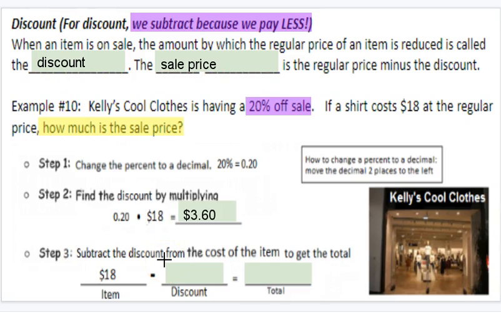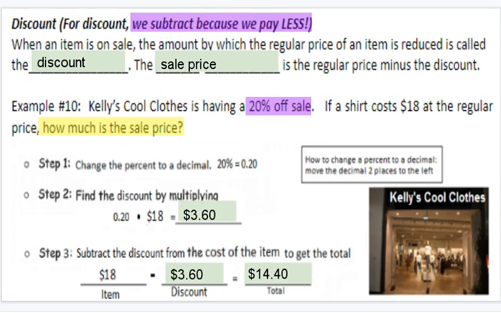Now, that is our discount. So that's how much money we save. But if we want to know how much we have to pay, we have to subtract that from the original amount. So if I were to do 18 subtract $3.60. If you were to do that in your calculator, you get 14.4, which, like I said, I want to look like money, so I'm going to put a dollar sign and add a 0 there to represent 40 cents.